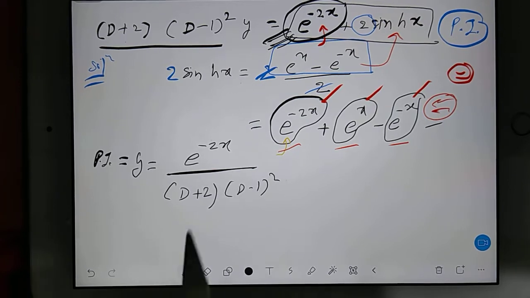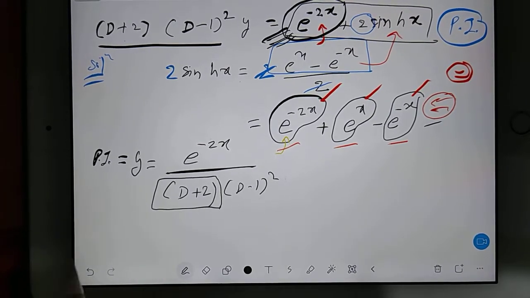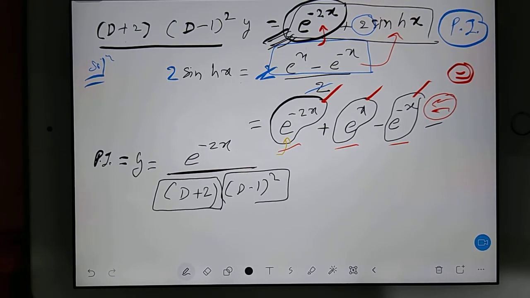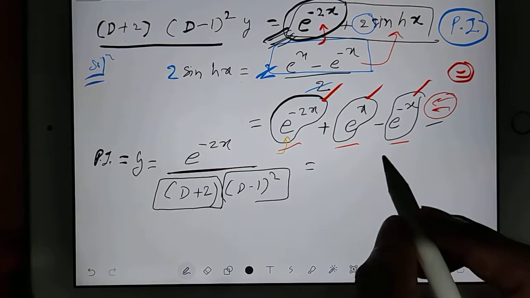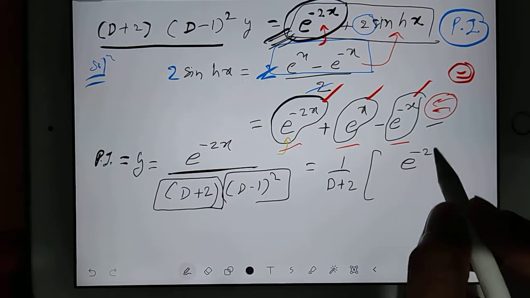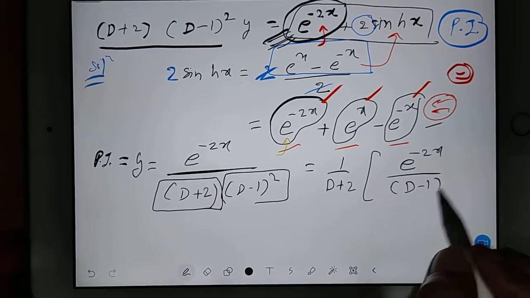See here. This part you operate later, and this part you operate now itself. So how can we operate this part? You write like this. 1 by (D plus 2) will operate later. First we'll operate e power minus 2x divided by (D minus 1) whole square.